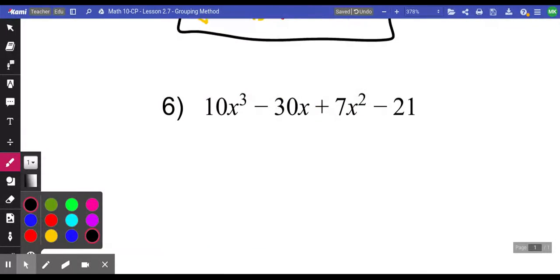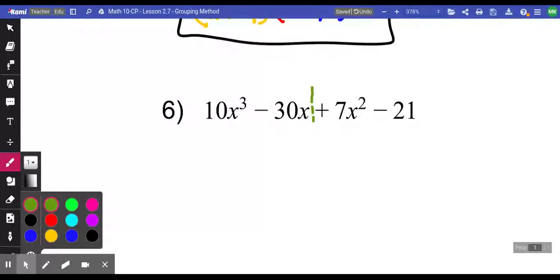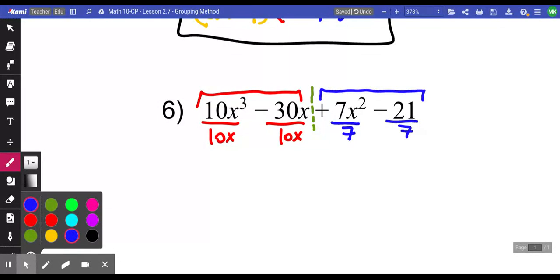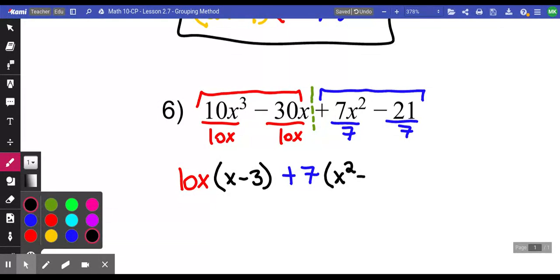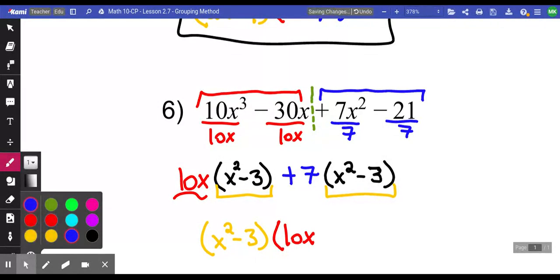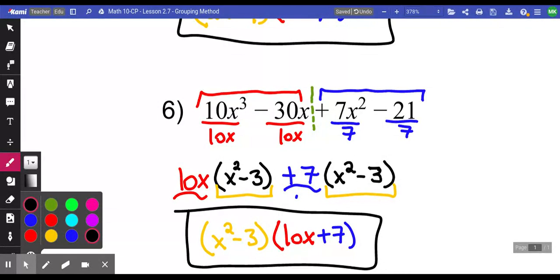Boom. Last one, number 6. First job, split in half. Second job, factor your 2 sides. This one I'm going to divide by 10x. The second side I'm going to divide by 7. That gives me 10x out front, x minus 3 left over. On the blue side, I take out a positive 7, and I'm left with x squared minus 3. Sorry, this is an x squared over here. These two binomials are the same thing. My leftovers become my second binomial. And that is my factored polynomial.